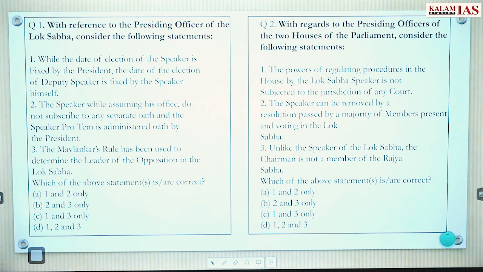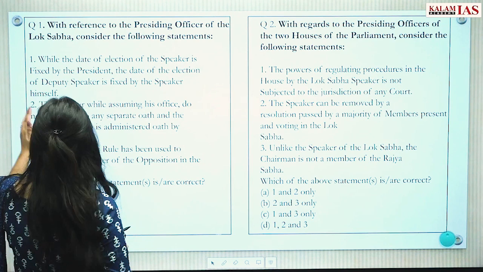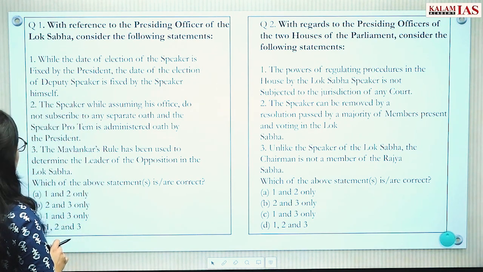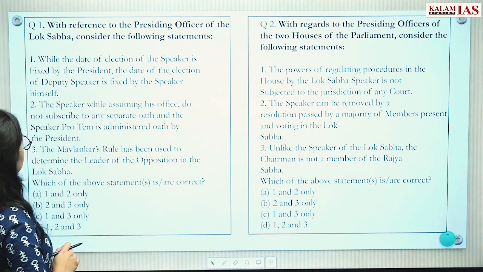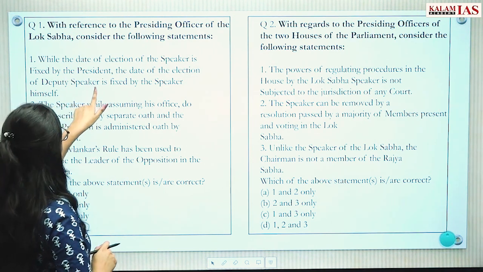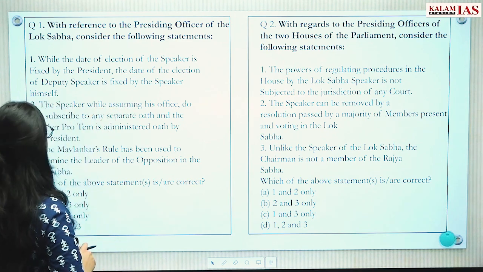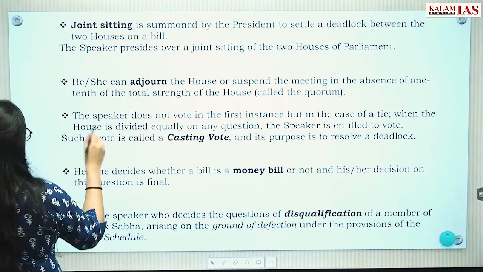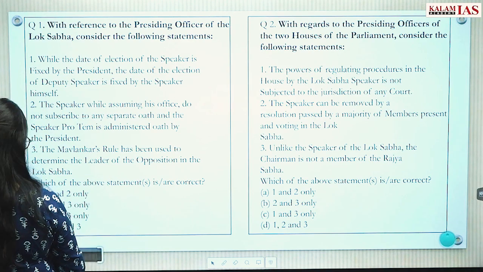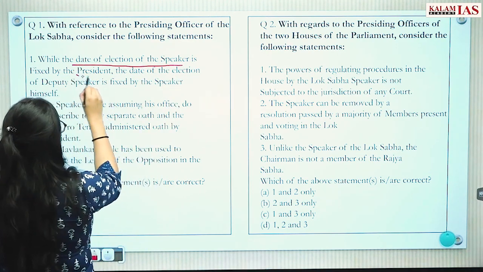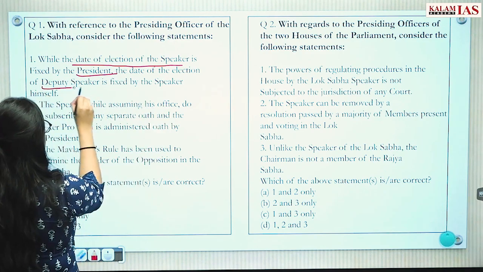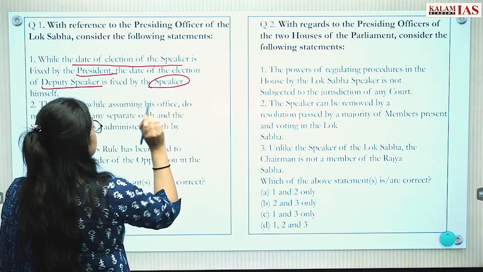Okay, so let's look at these questions. We have to choose the correct option. Now, while the date of the election of the speaker is fixed by the president, the date of the election of the deputy speaker is fixed by the speaker himself. Now, this is true. The date of the election of the speaker is fixed by the president, but the date of the election of the deputy speaker is fixed by the speaker himself.